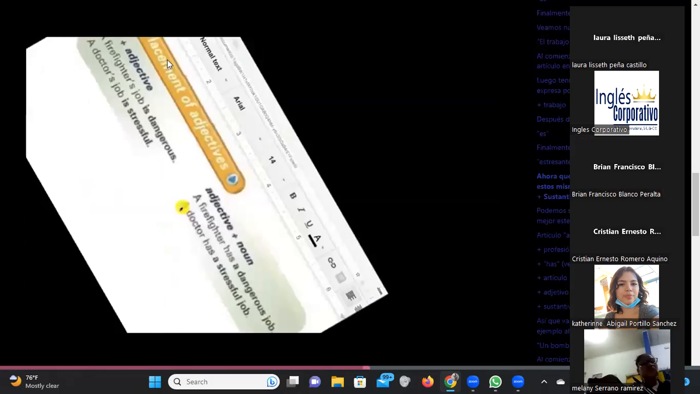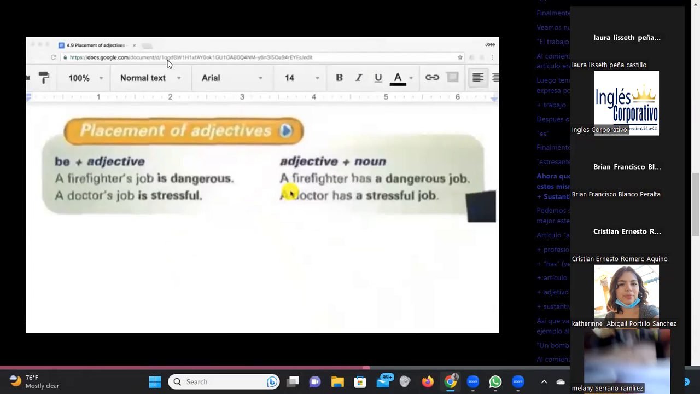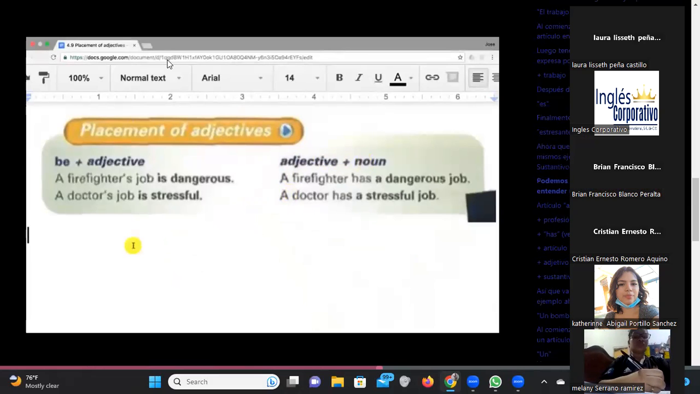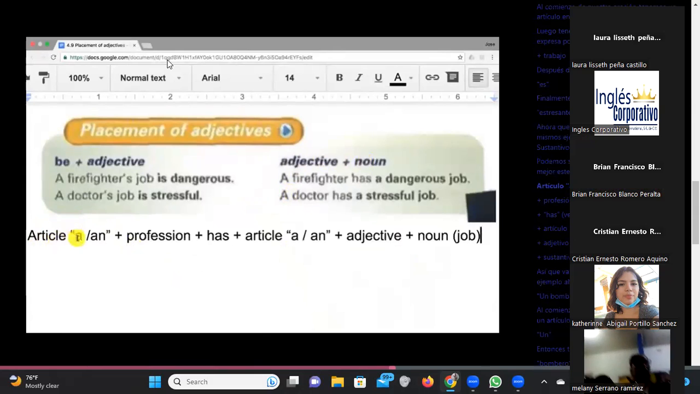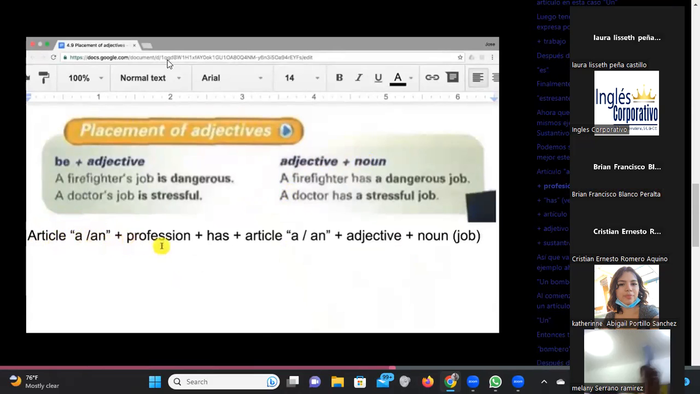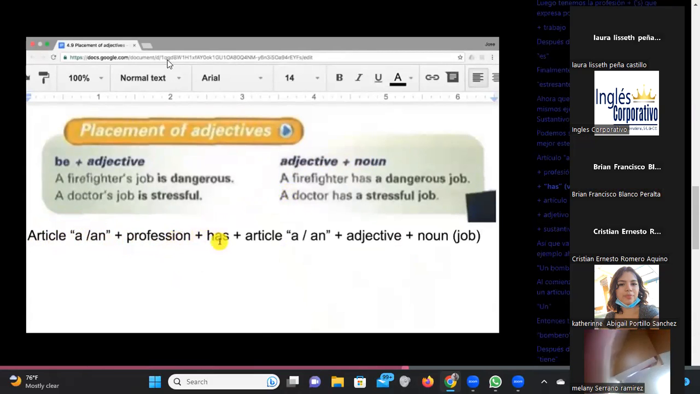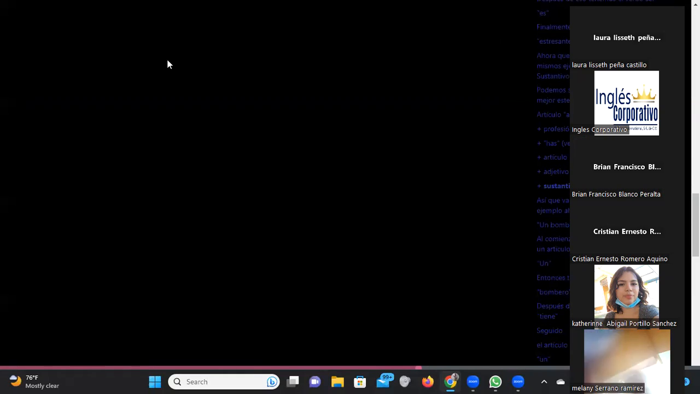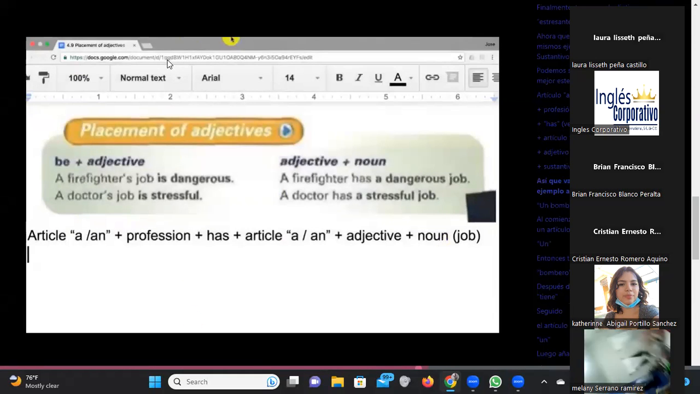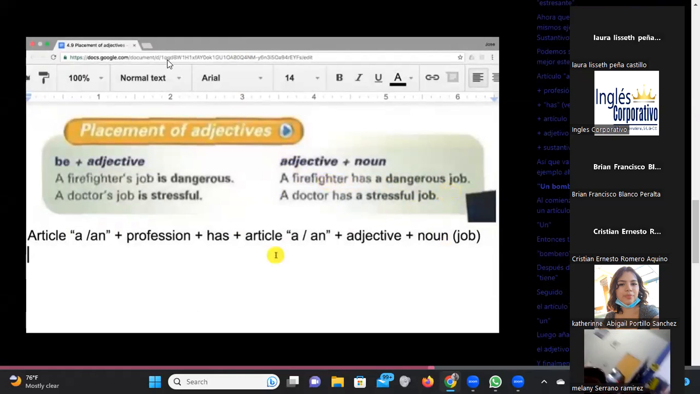Now we want to express these same examples using adjective plus noun. We can follow this formula: article, a or an, plus profession, plus has, plus article, a or an, plus adjective, plus noun. So let's make sense of the first example now. A firefighter has a dangerous job.